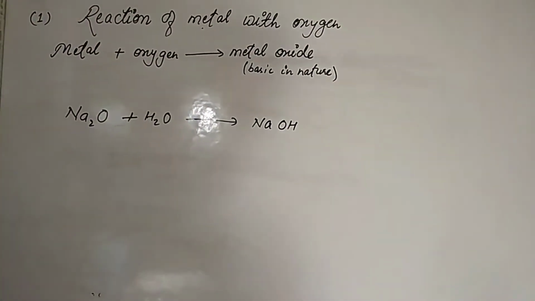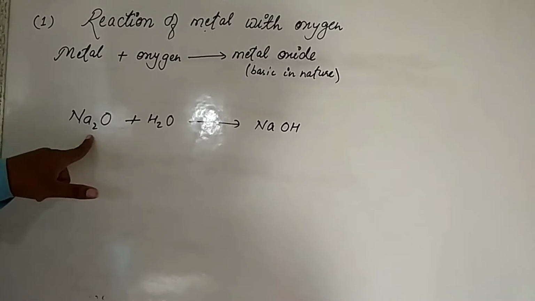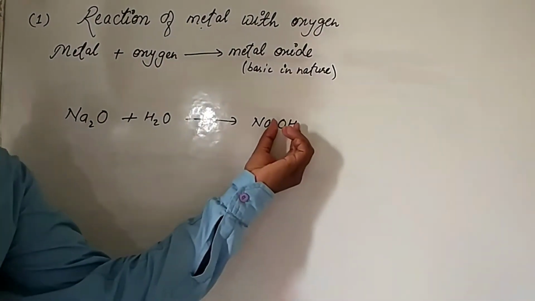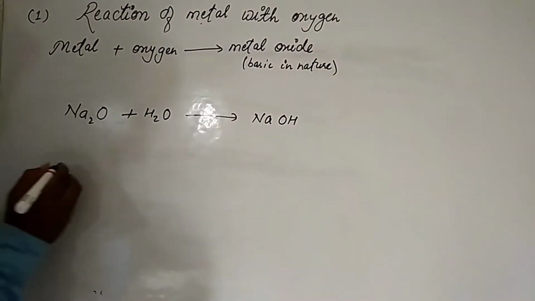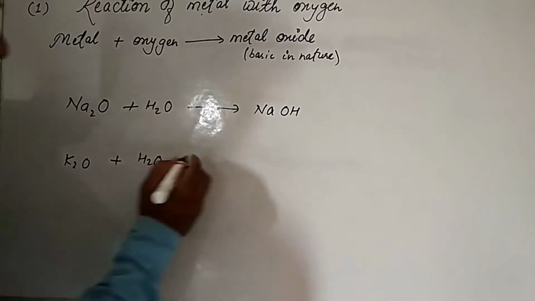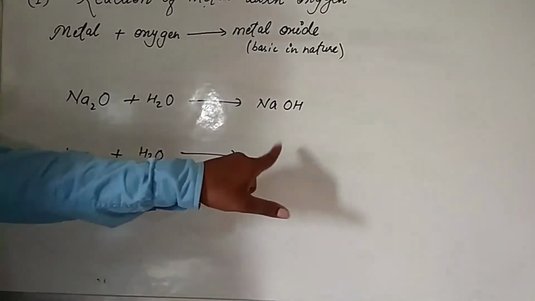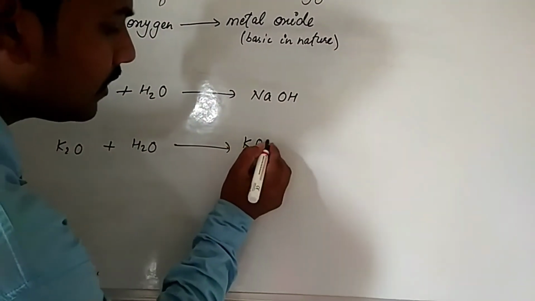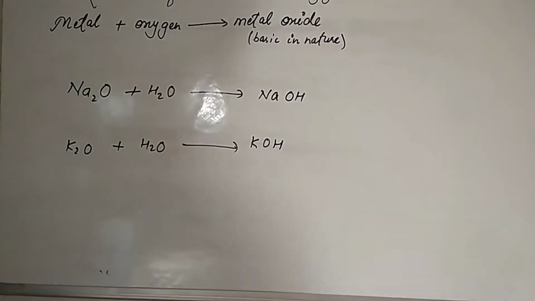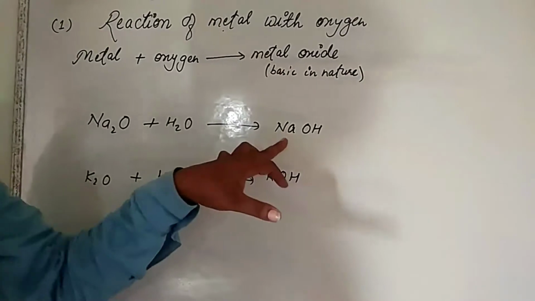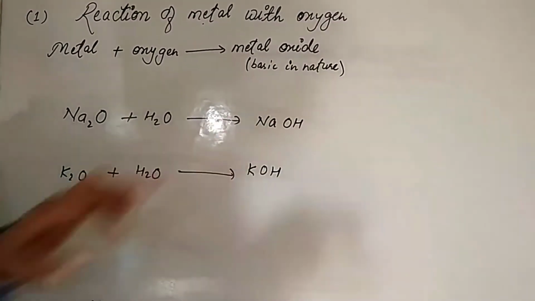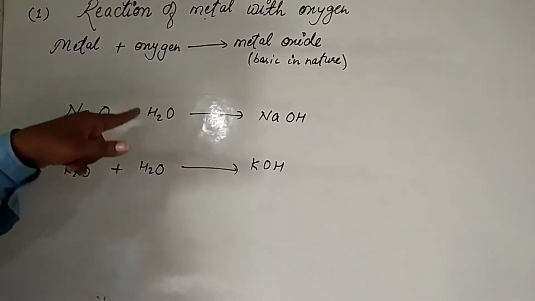You can see children, when this metal oxide dissolves in water, it always gives a compound containing hydroxide ion. When potassium oxide dissolves in water, it also gives potassium hydroxide. Clear children? Now we are seeing that this compound contains hydroxide ion in aqueous solution when dissolved in water.